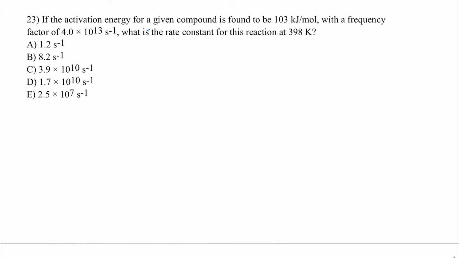We're going to finish off with another activation energy video. We'll probably do a plot after this and then we'll call it for the Arrhenius equation. Let's get started with this question.